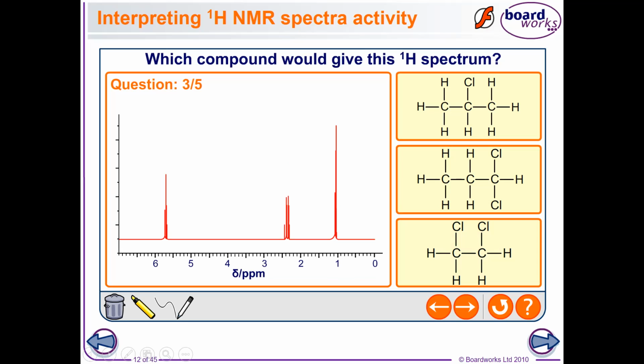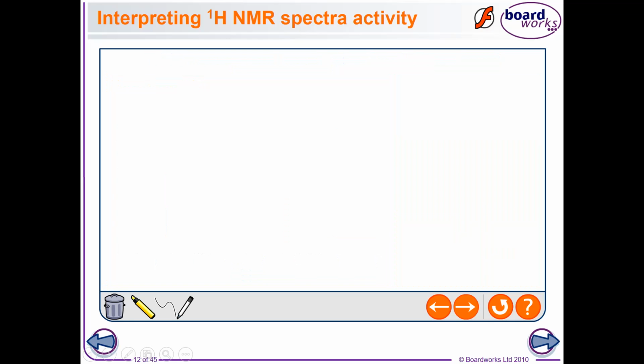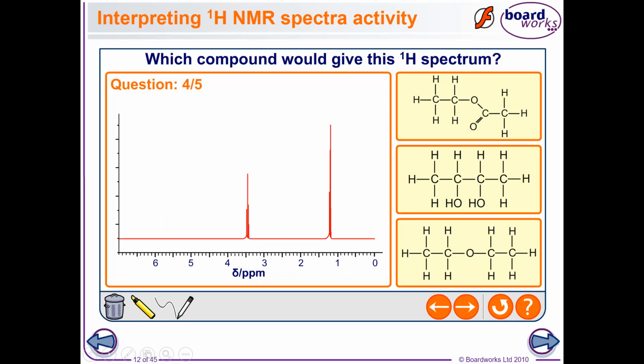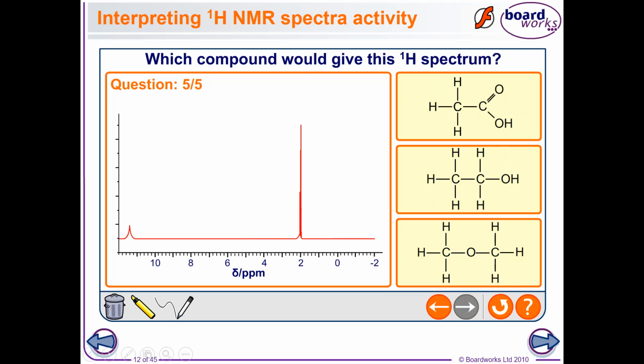Which one are we going for? Okay. Here is our answer. 1, 2, 3 different environments. 2 different environments. Okay. Here's our answer. The ones nearest the oxygen will give 1, those 4, and the 6 on the outside will give the other one. And finally, there's a peak there.